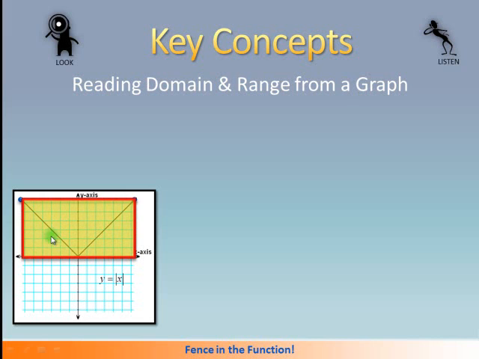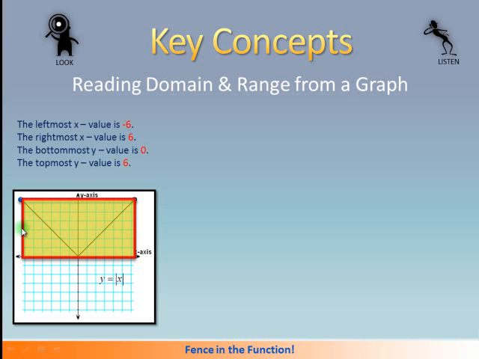Once we've done that, then by looking at the left and the right, that's going to give us our domain values. The bottom and the top, that's going to give us our range values. So this is -6 to 6, that would be our domain. 0 to 6 would be our range. A couple more examples to give you an idea.